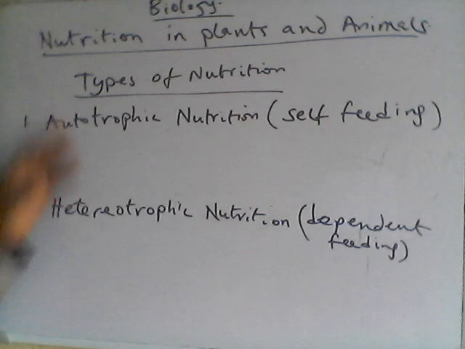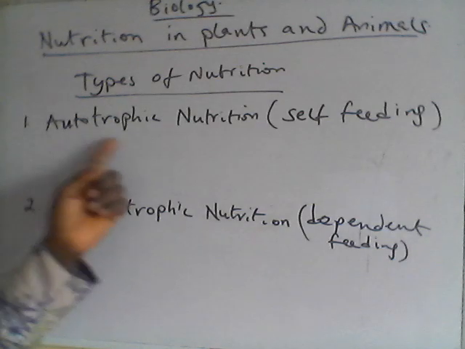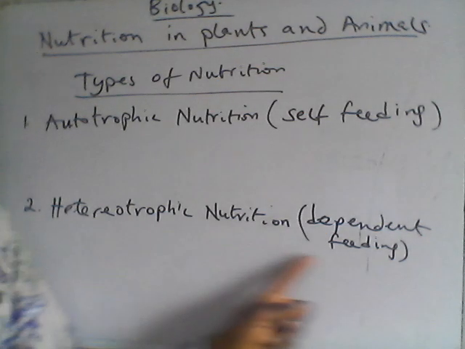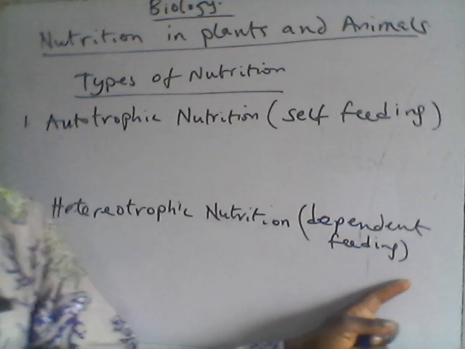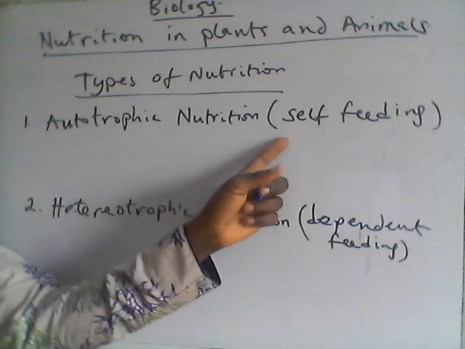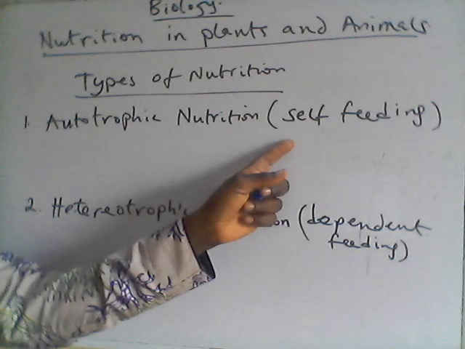So what are the types of nutrition? We have 2 types of nutrition basically. We have the autotrophic nutrition, this is self-feeding. And we have the heterotrophic nutrition, this is dependent feeding. Now for the autotrophic nutrition, organisms make their own food from simple substances.